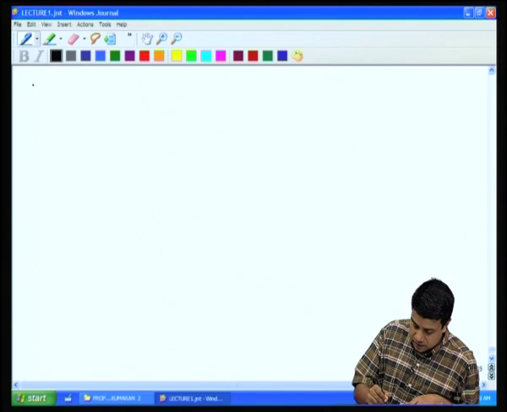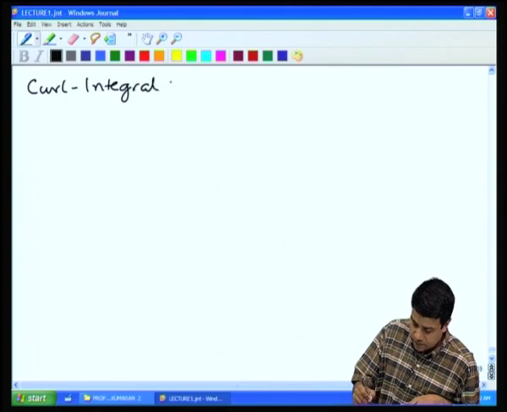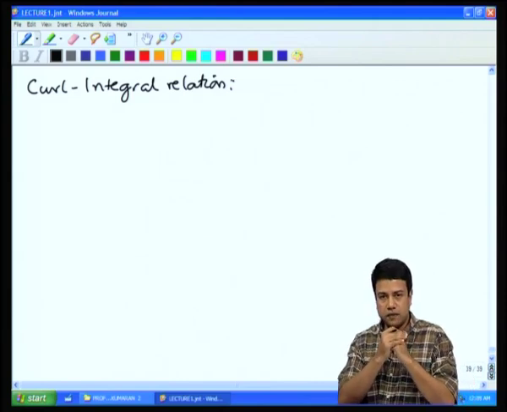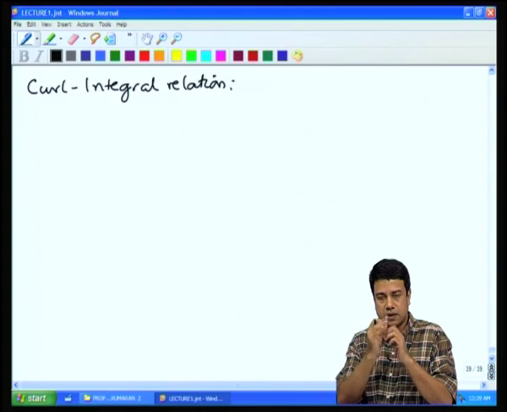What is the integral relation? If you recall, for the gradient, the integral relation related the integral along a line to the difference between the endpoints. For the divergence, the integral relation related the integral over a surface to the integral over a volume. For the curl, the integral relation will relate the integral over a surface to the integral over a line. Okay. So, that is the integral relation for the curl. So, let us look at that.